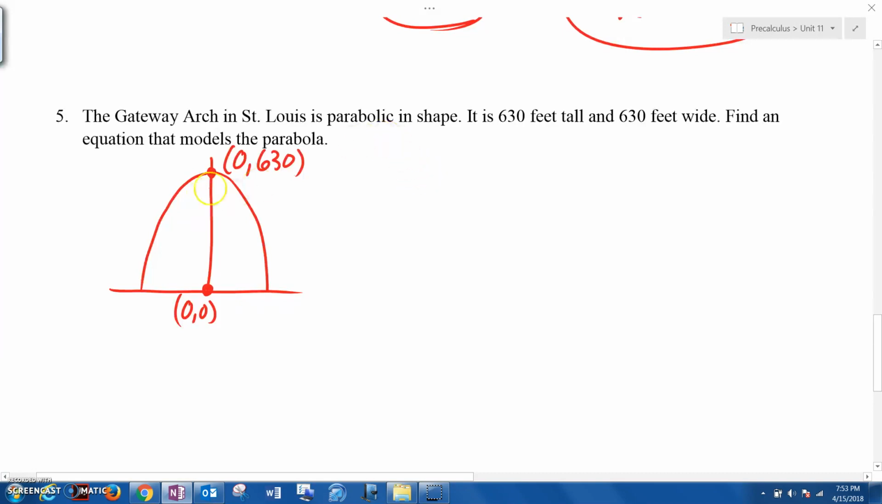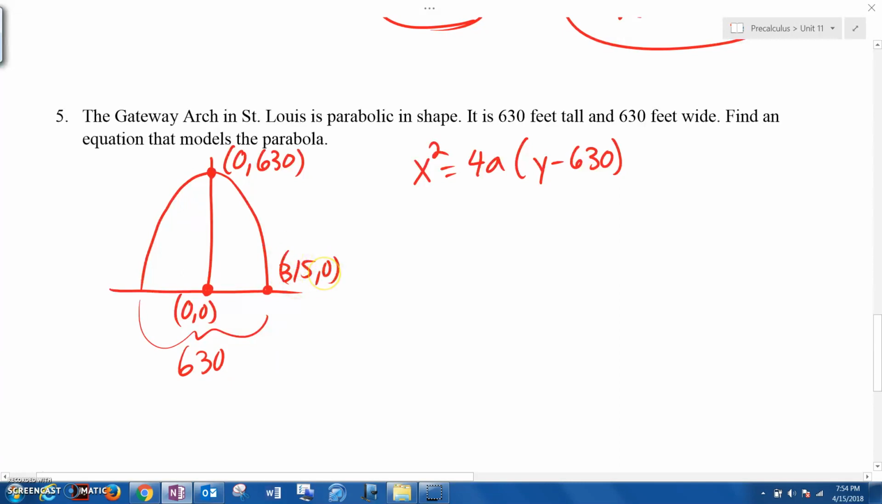So right away, and it's opening down, which means it's x squared equals 4a, and then instead of y, it's going to be y minus 630. Okay. Find an equation that models the parabola. So we need to find a, just like last time. We also know this whole thing down here is 630, which means that half of that is 315. So that means there's a point on here that's 315, 0. So just like the last problem and just like problem 2, when you don't know where the focus is, you have to use another point. So this is going to be 315 squared equals 4a times 0 minus 630.